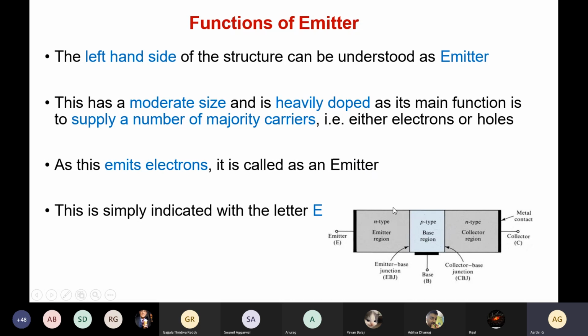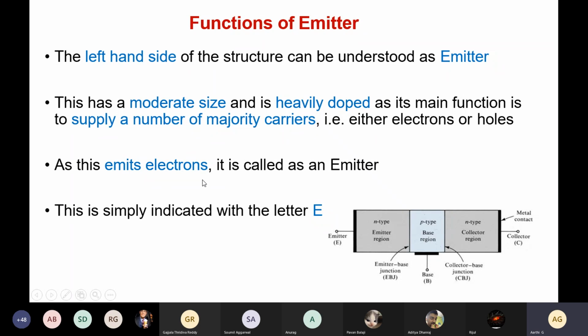Depending on the doping here, if it is P type, the holes will be the majority, and if it is N type, the electrons will be the majority. So whatever majority carrier it is, the emitter is going to supply the majority carriers.